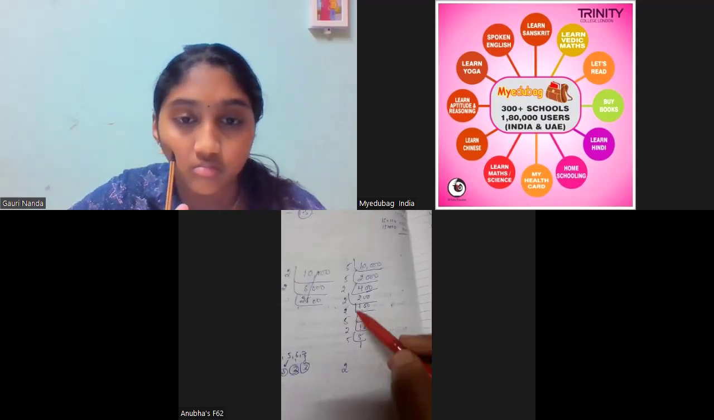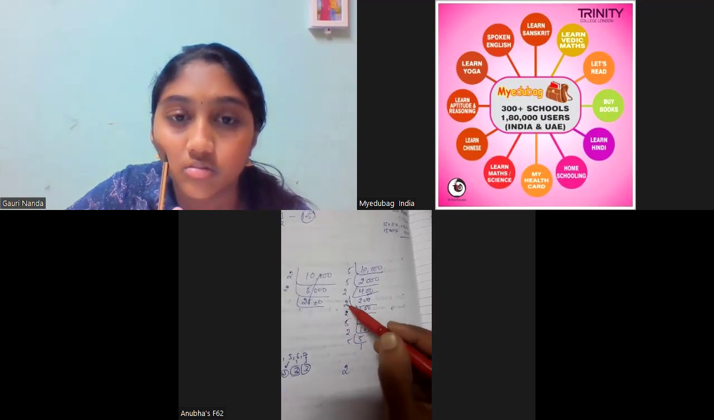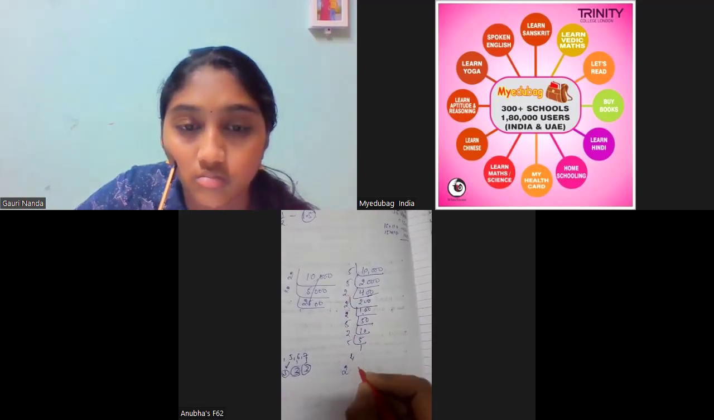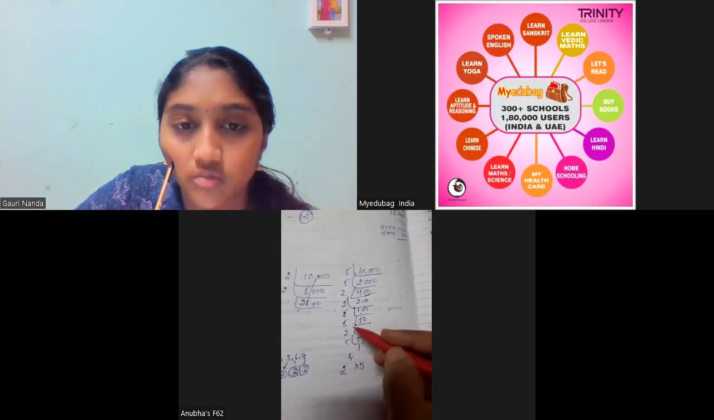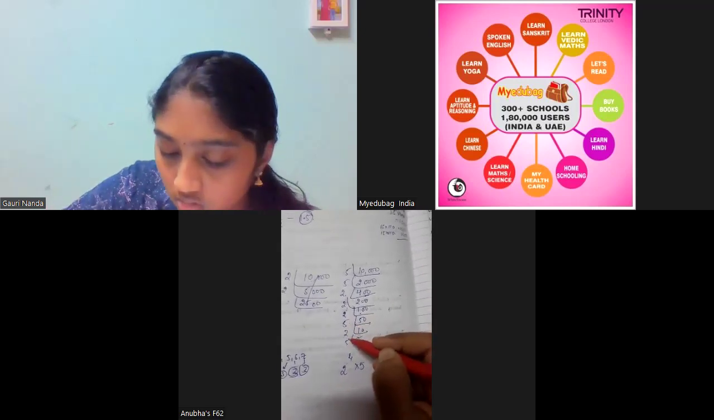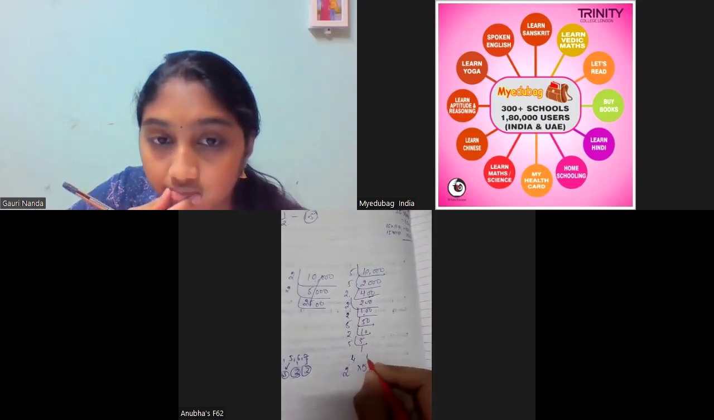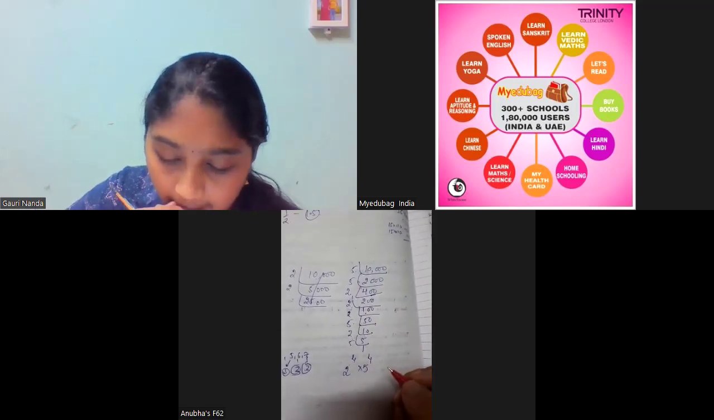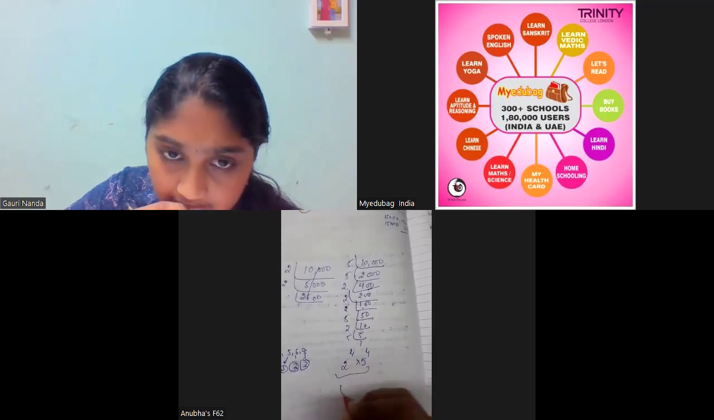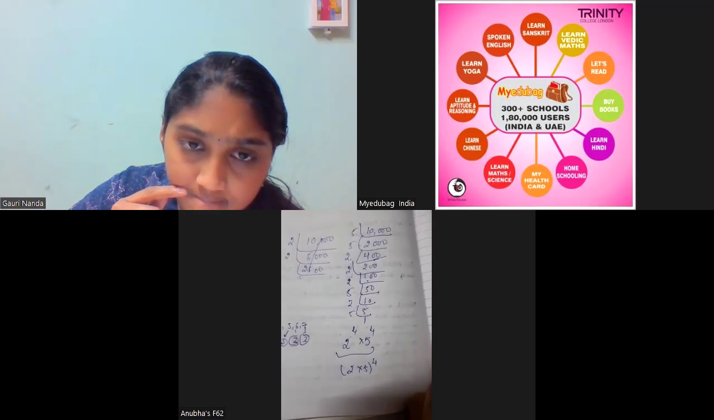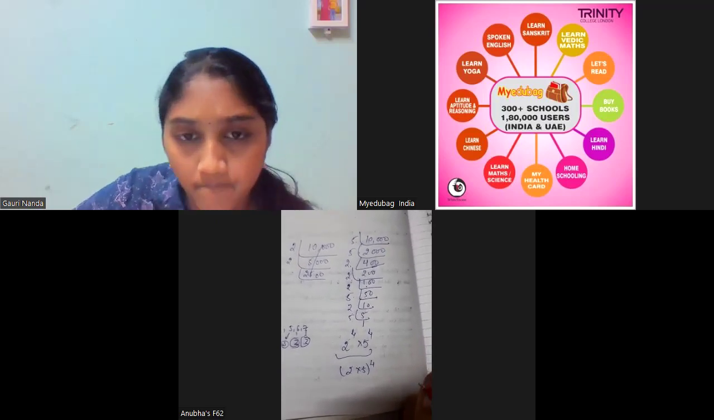2 is coming how many times? As you can count, 1, 2, 3, 4 times. And 5 is coming how many times? 1, 2, 3 and 4 times. So both are coming 4 times each. So we can write it as 2 to the power of 4 into 5 to the power of 4. Can we?